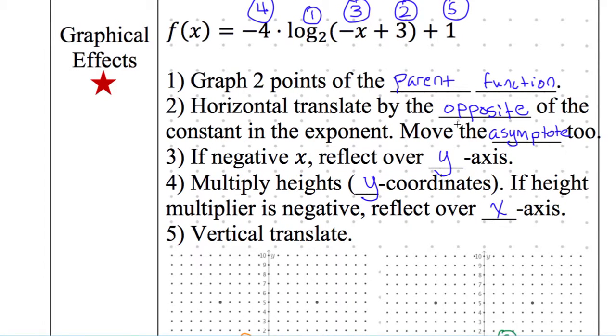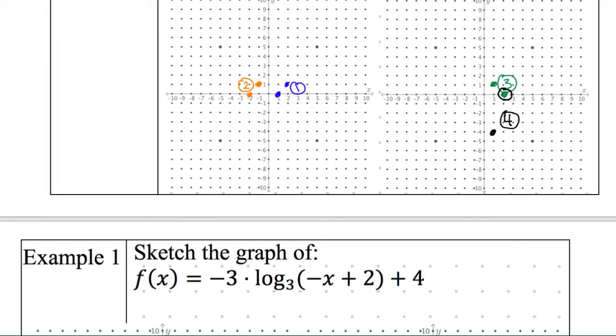Quiet raised hand. Step number 5. Literally read off step number 5 and then tell me where to go. Fiona. Up 1. There it is. Vertical translate up 1. So I'm going to go up 1, up 1. I ran out of room, so my final answer is here and here. I drew arrows to them.